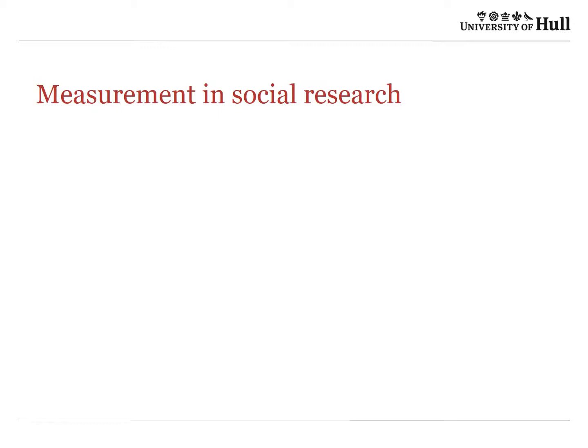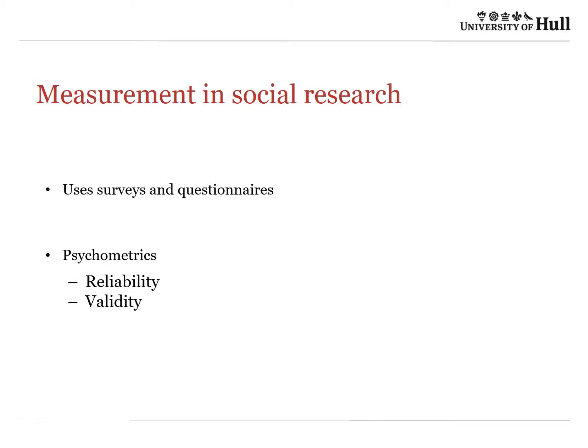First, let's take a look at measurement in social research. Measurement in social research uses surveys and questionnaires, and we look at the properties of these questionnaires using psychometrics. Amongst the psychometrics available to us are the reliability and the validity of those questionnaires. Item response theory lies somewhere in between both reliability and validity.